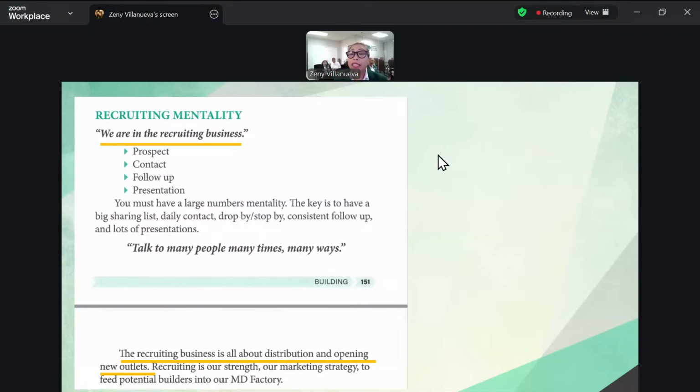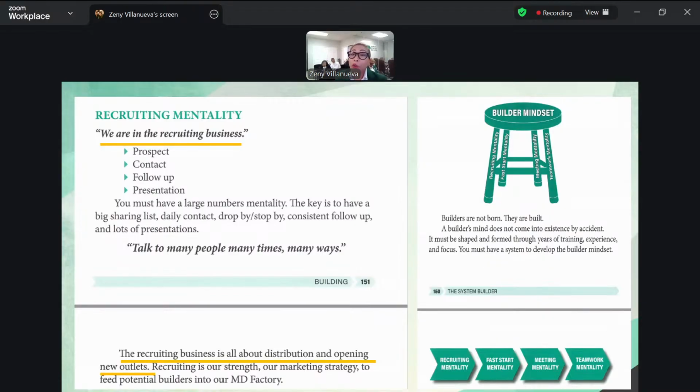If you take a look at this one, it is based out of the System Builder book. I'm referencing them all to the System Builder book. It says here, we are in the recruiting business. Just read the ones that are underlined. The recruiting business is all about distribution and opening new outlets. So every month, we are constantly recruiting because we want distribution. We want to open new outlets through an MD factory, right?